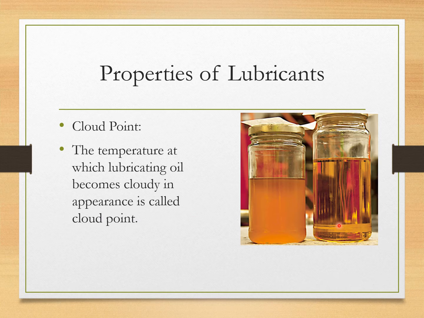Here, did you observe two oils are there? This is a transparent oil, meaning light easily passes through it. We are able to see what is behind it. But this is a hazy one, a cloudy one. So we are not able to see what is behind this jar. The temperature at which the oil becomes cloudy or hazy is called the cloud point.